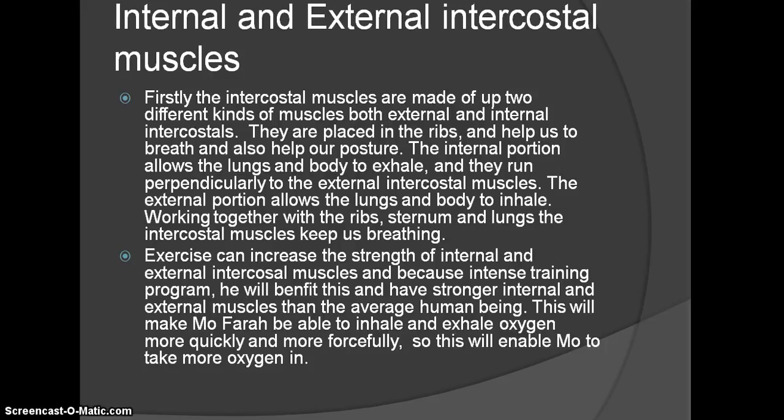Now we'll look at internal and external intercostal muscles. Firstly, the intercostal muscles are made up of two different kinds of muscles, both external and internal intercostals. They are placed in the ribs and help us to breathe and also help our posture. The internal portion also allows the lungs and body to exhale, and they run perpendicularly to the external intercostal muscles.